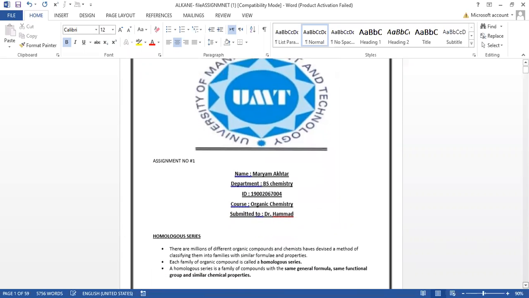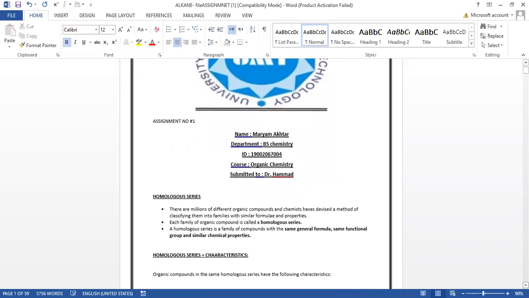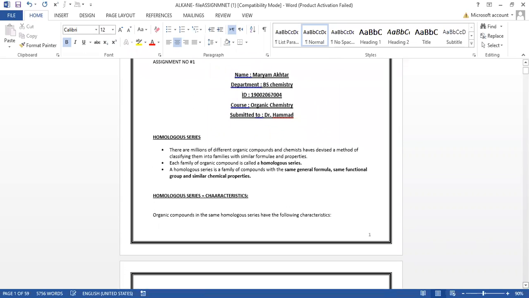First of all, we should know what a homologous series is. A homologous series is basically a family of organic compounds. These are known as homologous series. A homologous series is a family of compounds with the same general formula, the same functional group, and similar chemical properties.